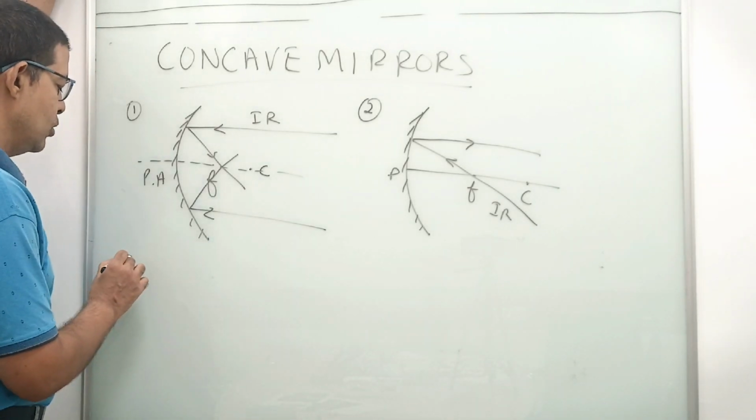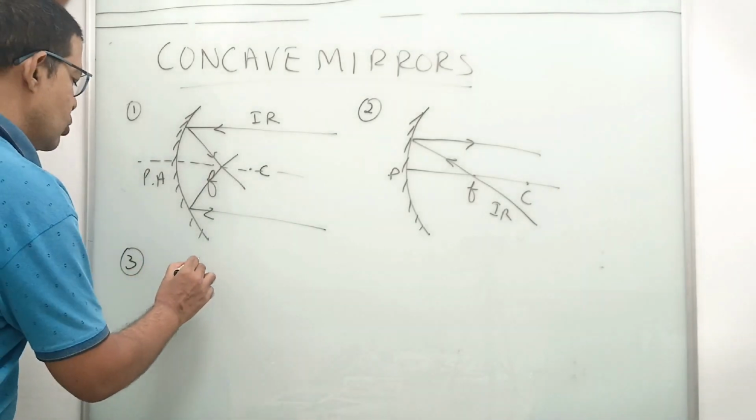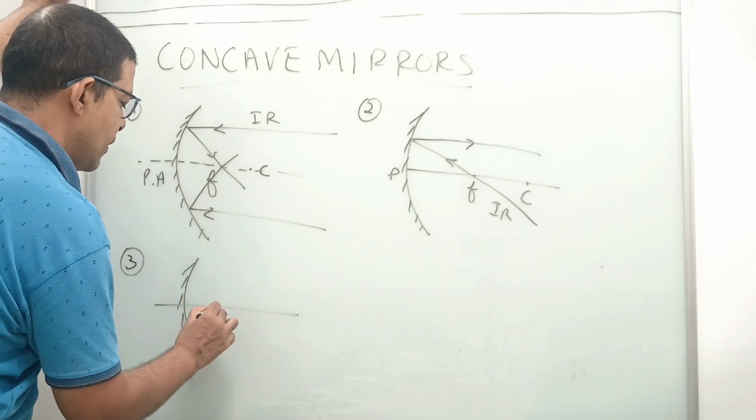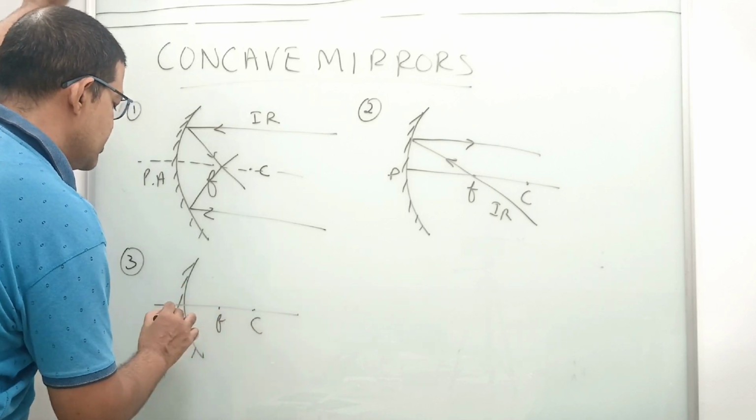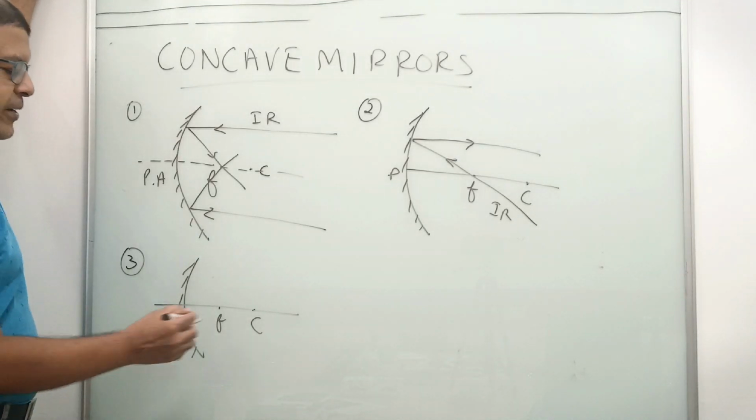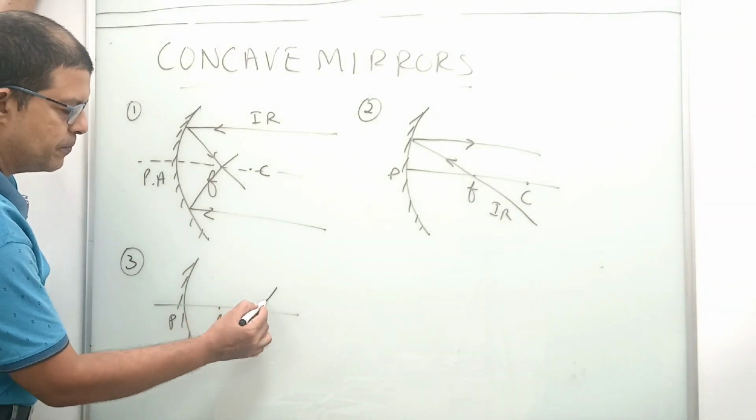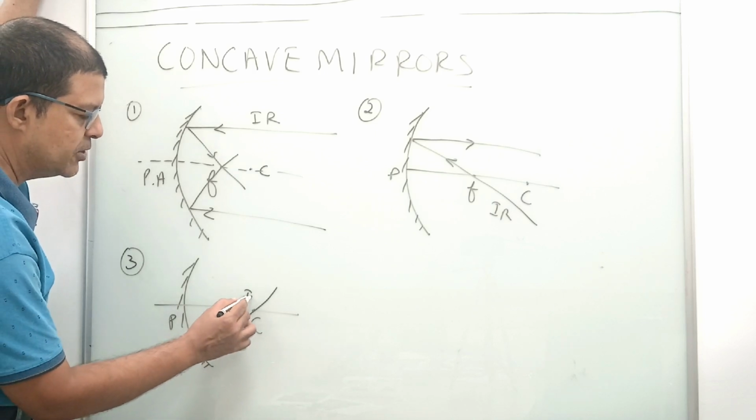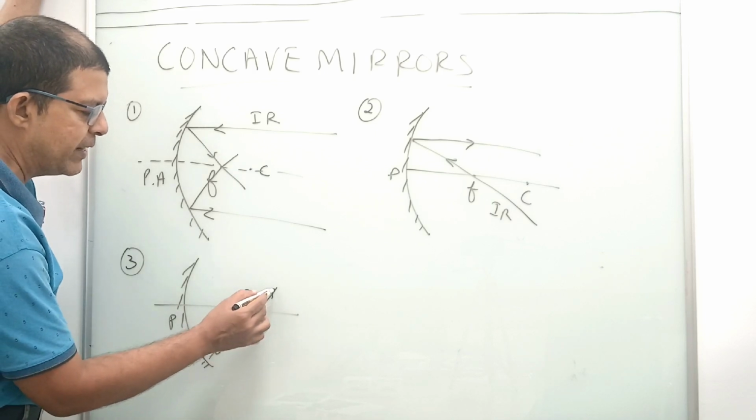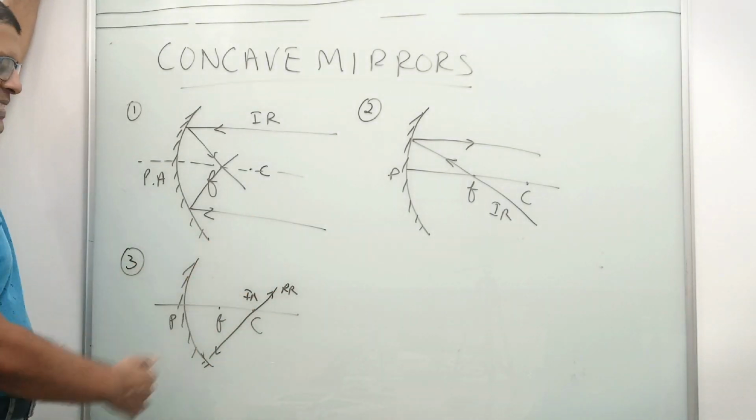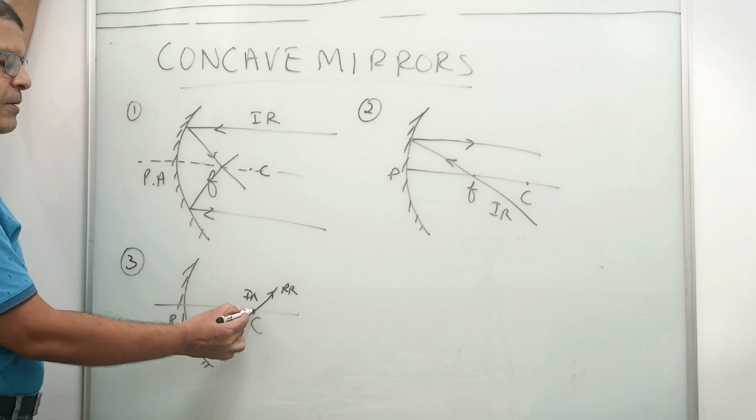The third rule states, this is center, this is the pole. The third rule states that if the ray of light passes through the center, then it will reflect back in the same line. Reflected ray and the incident ray lie on the same line if it passes through the center.